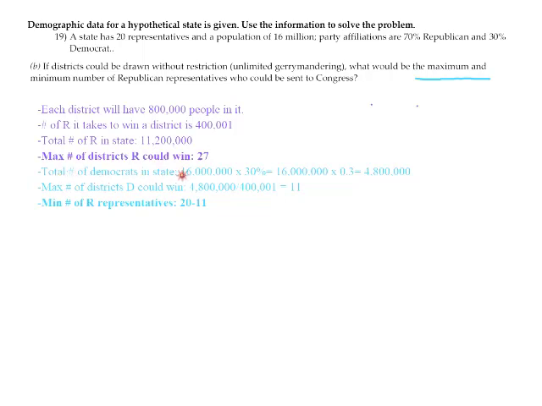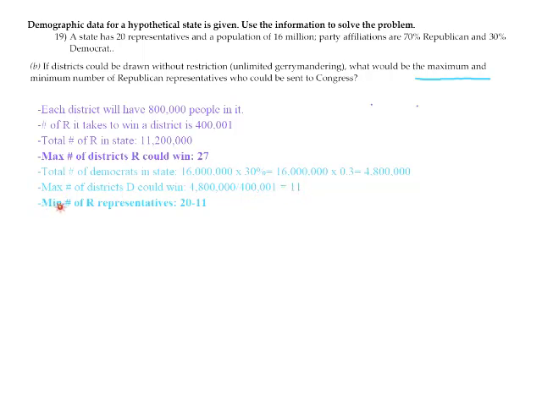So the total number of Democrats in the state is going to be 4,800,000. We multiplied the population by the party affiliation percentage. And then to find the maximum number of districts Democrats could win, we, like Republicans, took the total number of Democrats in each state and divided it by the majority of Democrats needed to win. So we get approximately 11. We rounded down to 11.